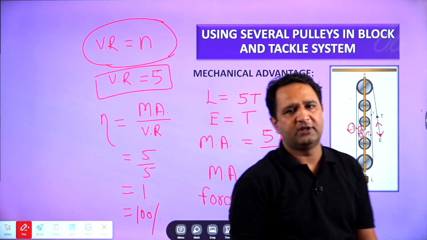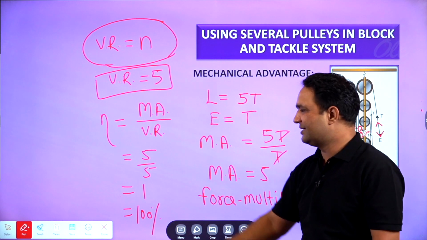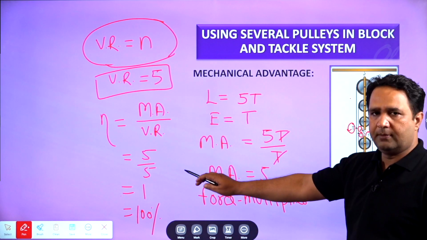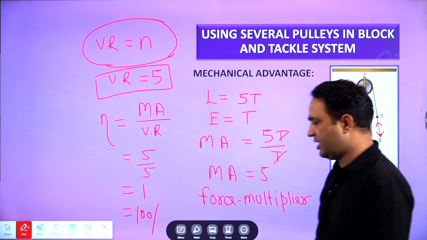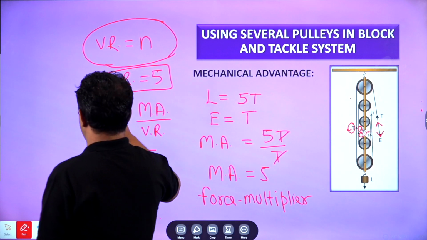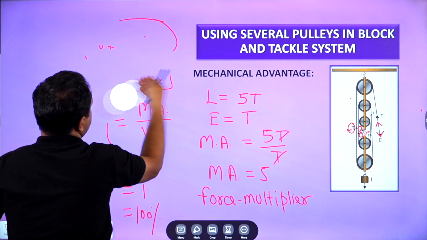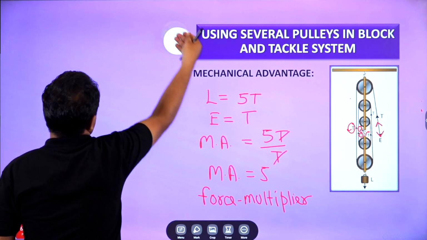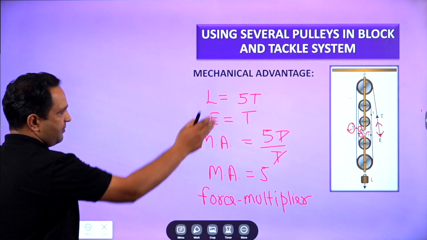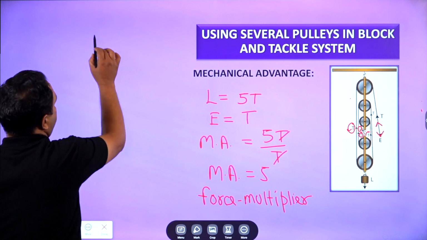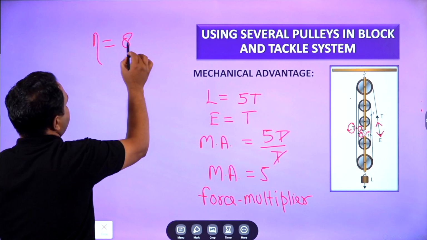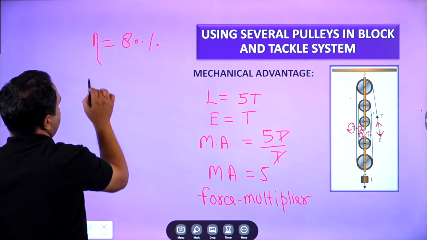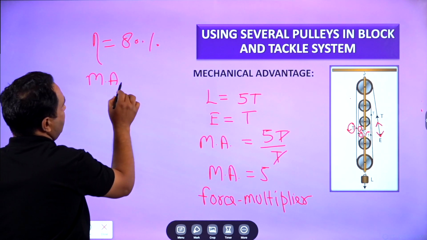In actual, the efficiency will be lesser than 100%. Suppose that the efficiency is 90%. Suppose that the efficiency is 70% or 80%. In that case, what will be the mechanical advantage? Suppose in this system, if the efficiency is 80%, then what will be the value of the mechanical advantage?